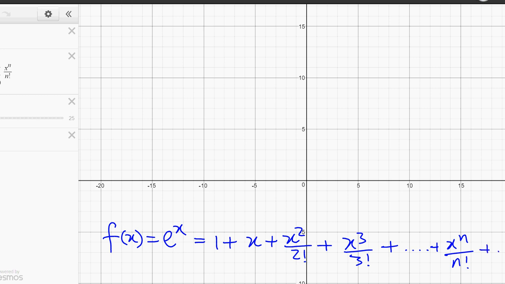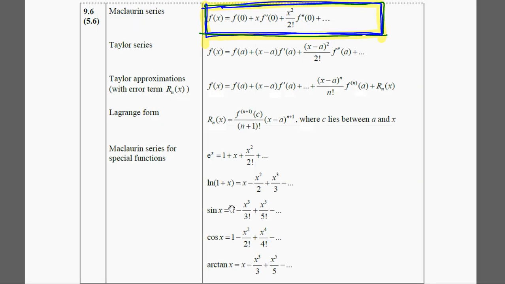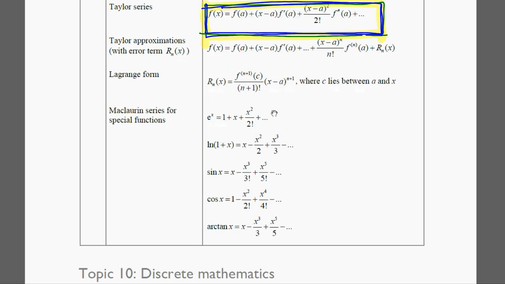All right. So we can represent a function, which is given here by e to the power x, as a series, that is a Taylor series. The specific word for that is actually a Maclaurin series, a special case of the Taylor series, and you have it in your formula booklet, which is here. All right, this bit here.